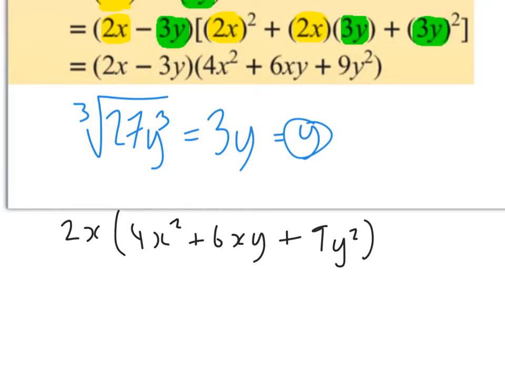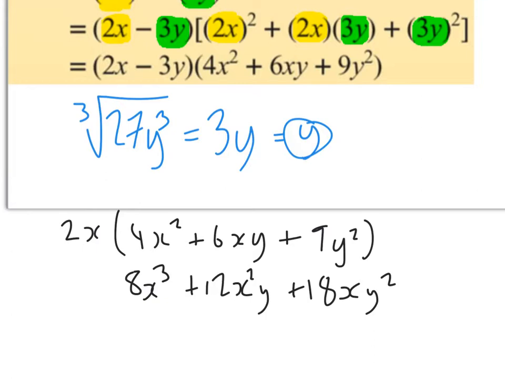So 2x by 4x squared is 8x cubed. 2x by 6xy is plus 12x squared y. 2x times 9y squared is plus 18xy squared.